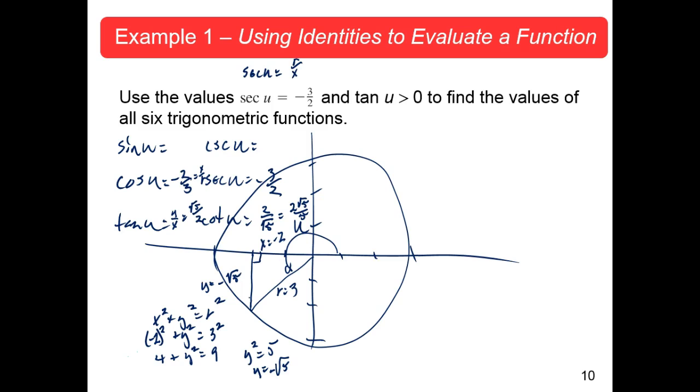Sine, what would sine be? Negative root 5 over 3, because remember, the root 5 is negative. You didn't need that for tangent and cotangent because the 2 was negative 2, so those came out positive. So that would be negative root 5 over 3, and what would be your cosecant then? Negative either 3 over root 5 or negative 3 root 5 over 5. All right.